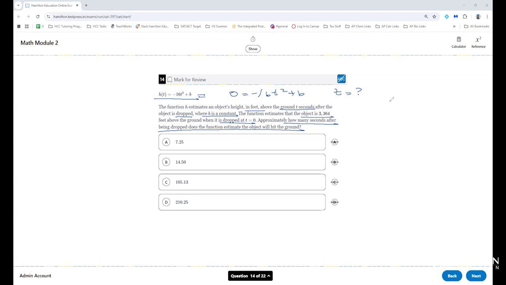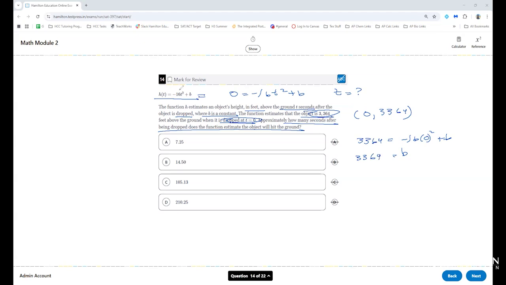Well, you might feel like you're stuck because you don't know the b value. So did they give us any more information in this problem? Yes. They said that the object was at 3,364 feet when it was dropped at t equals 0. So that is a point 0, 3364. So we can plug that point in first to solve for the b value. So 3364 is equal to the height, negative 16 times 0 squared plus b, and b is the value of 3364.